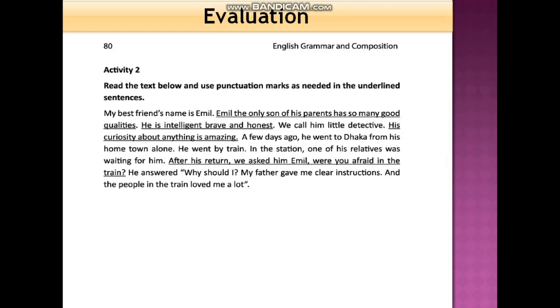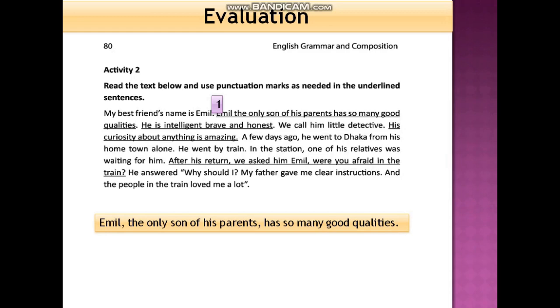Activity 2. Read the text below. Use punctuation marks as needed in the underlined sentence. Here is a passage, and also there are 4 underlined sentences. Okay, let's try to do it. My best friend's name is Emil. And the first one, Emil, the only son of his parents, has so many good qualities. Here is our turn. Okay, let's do it. Emil, comma, the only son of his parents, comma, has so many good qualities, full stop. Is it okay, student? Next one.